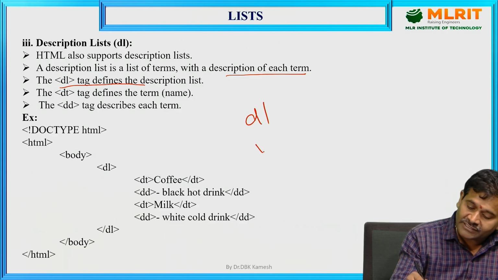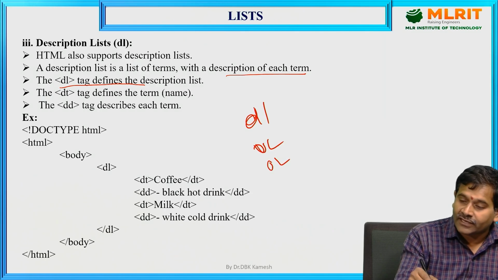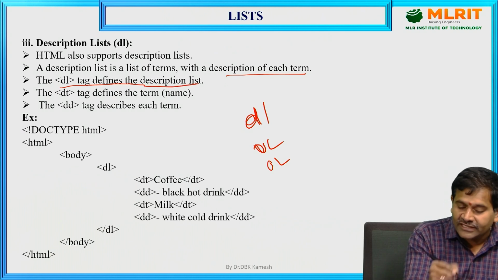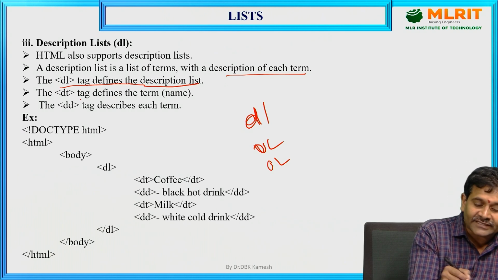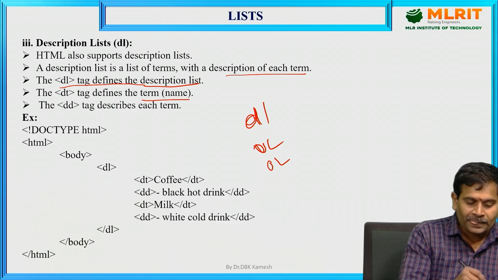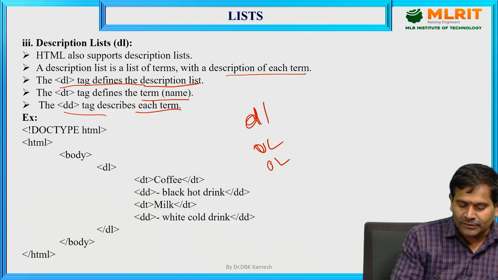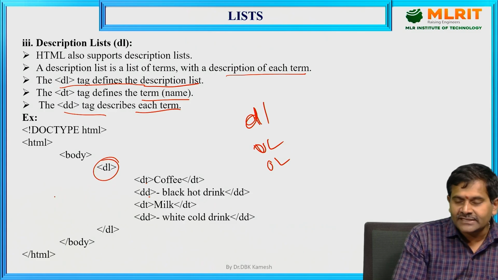Previous was the unordered list, UL, and ordered means OL. Now DL, right? The DL tag defines a description list. Inside the DL, the DT tag defines the term, that is called the name. Then the next one is DD, which describes each term. DT, DD, like DL. DL is your description.